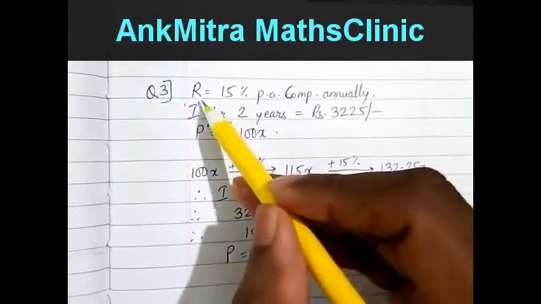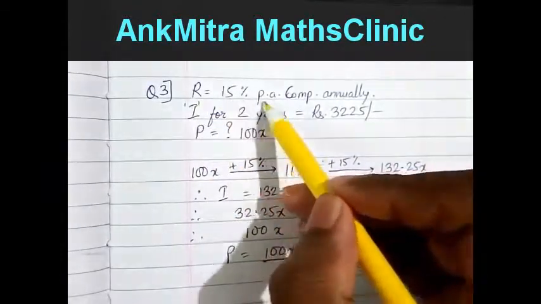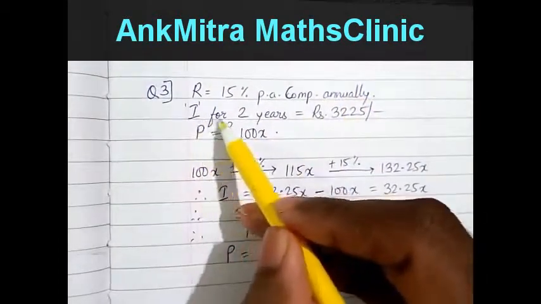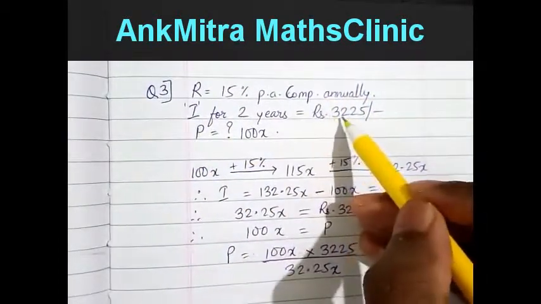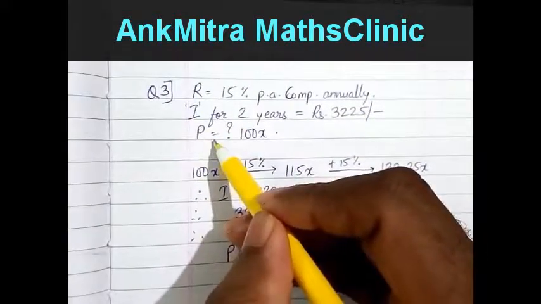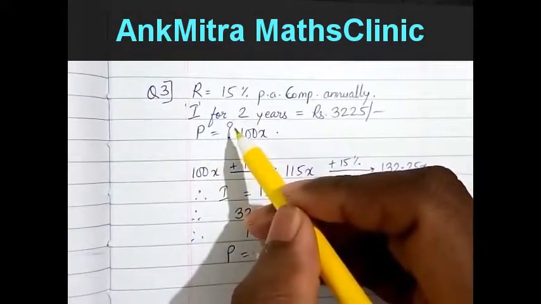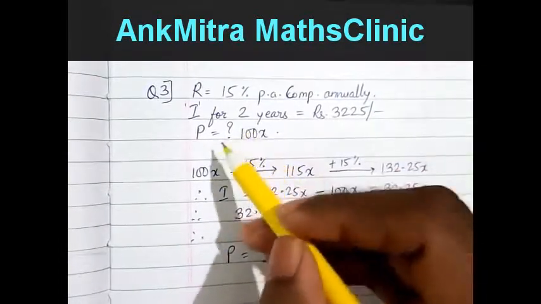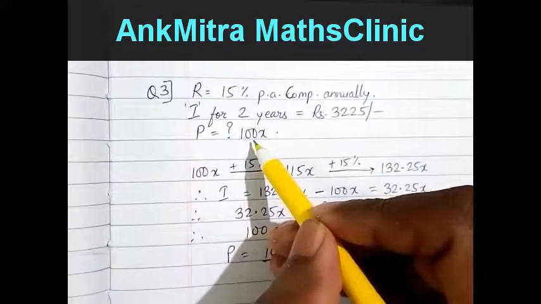In this question, they are given rate as 15% per annum, which is compounded annually again. The interest for 2 years is given as rupees 3,225, and we are asked to find the principal. The solution to this question will be quite similar to the previous question's solution that I've already shown. I'll start with the principal of 100x.